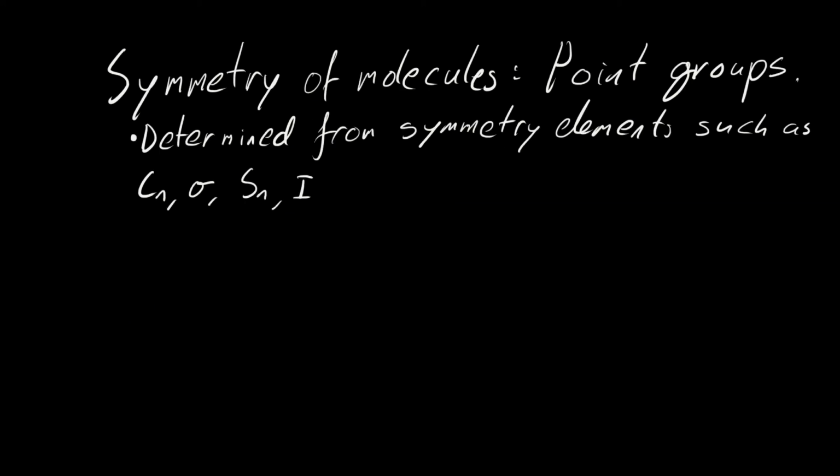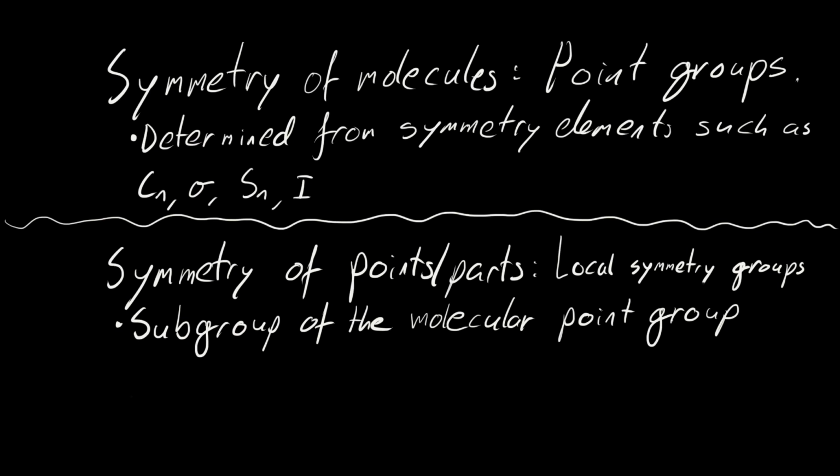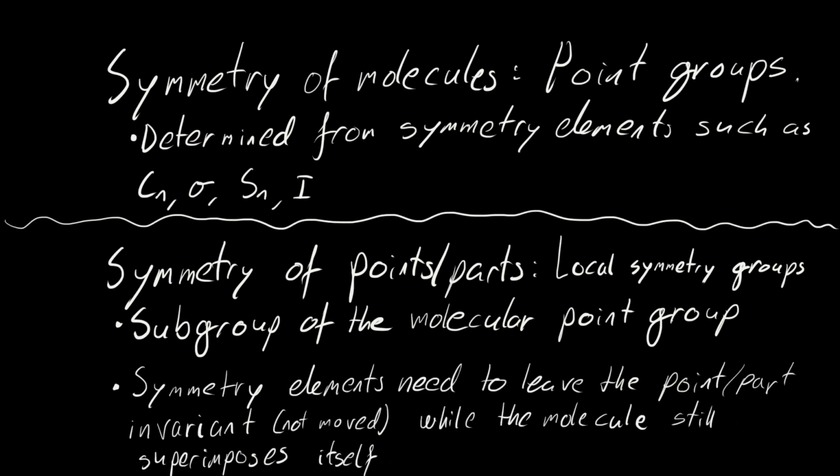So let's begin. Symmetry descriptions of entire molecules are given through point groups. Point groups are found by considering the symmetry elements such as mirror planes, axes of rotation, or improper axes of rotation. And parts of molecules can also be assigned local symmetry groups, which are also given by point groups. The local symmetry group will always be a subgroup of the molecular point group. So when we look for local symmetry, we should only consider the same symmetry elements as the entire molecule.